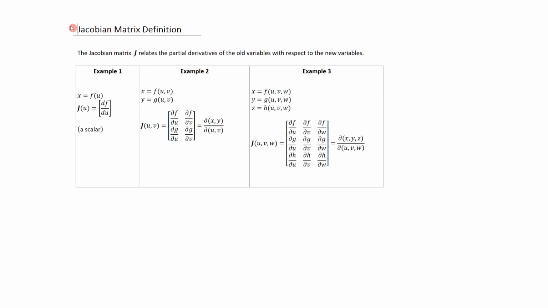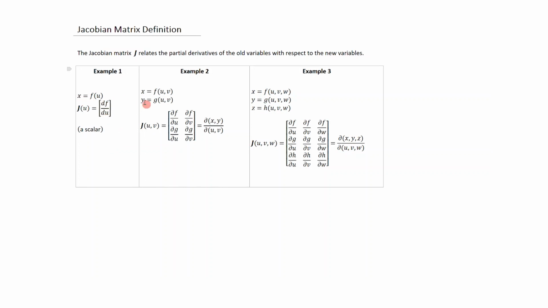And the three examples shown here correspond to the case where in one situation we're basically just dealing with the single variable case. The second case is two variables, and the third case is three variables. So in the first case, basically what we're saying is that we're going to let x be some new function of u. And in this case, the Jacobian matrix would be just the derivative of f with respect to u. And this is a scalar, all right, because this is just a scalar equation.